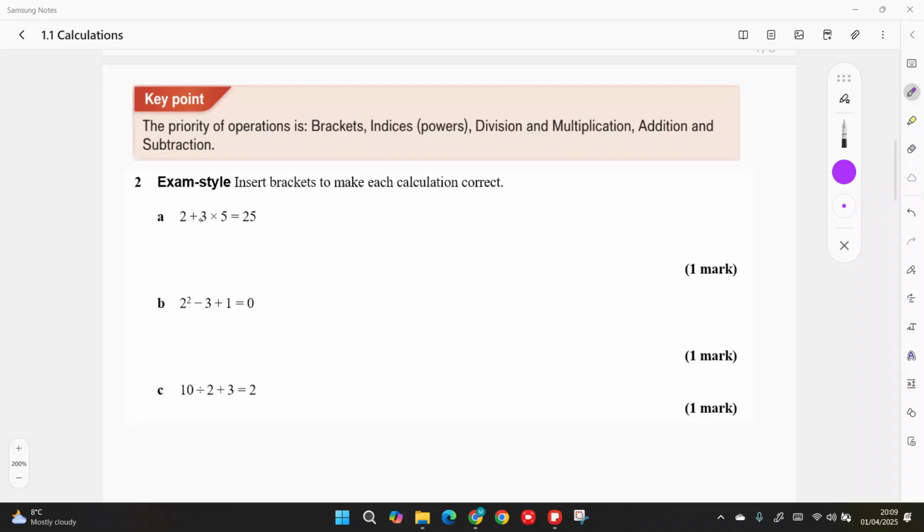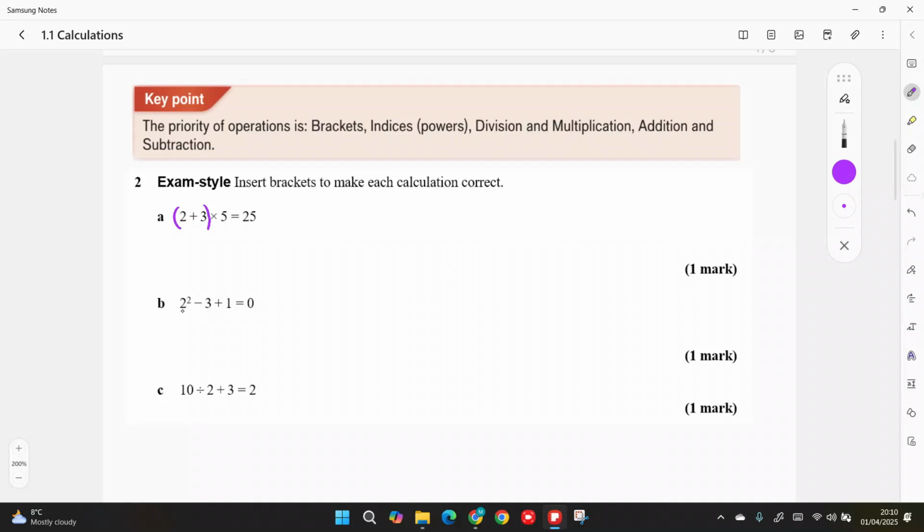So we start off, we've got 2 plus 3 times 5 equals 25. Well, clearly that doesn't equal 25. So we think, right, okay, we're going to multiply by 5, and what multiplied by 5 would give me 25? That would be 5. So how do I make 5 out of these? Well, if I just leave it as it is, the problem is I would have to do 3 times 5 first. So by inserting the brackets there, that will then give us 2 plus 3, which is 5, and then times 5, that gives you 25.